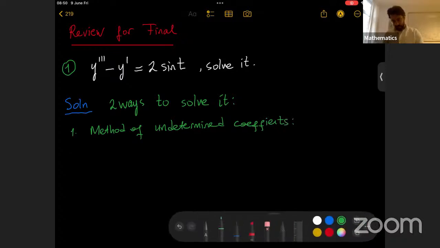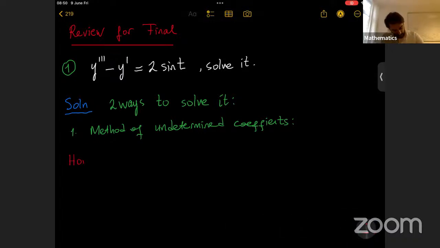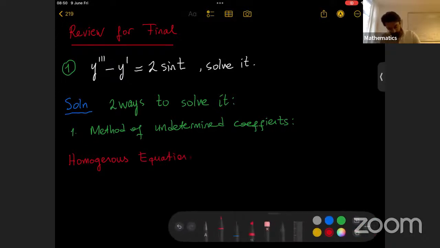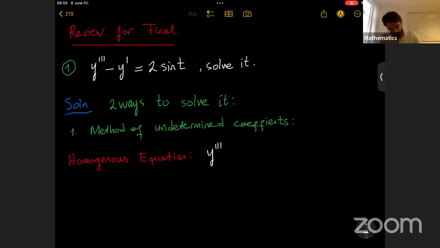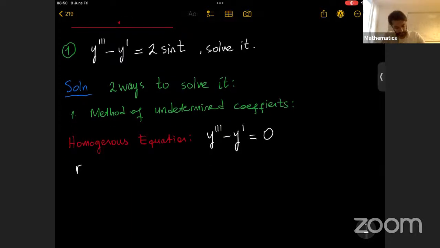Well, what you do is basically you guess the particular solution and you solve the homogeneous equation. So let's start with the homogeneous equation. We solve this one, y''' minus y' is equal to 0, right? And this is easy to solve. You write the characteristic equation, which is r cubed minus r is equal to 0.